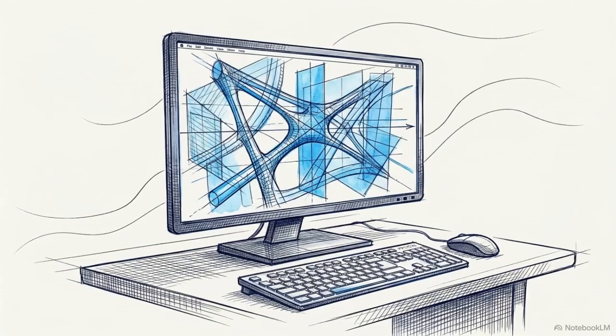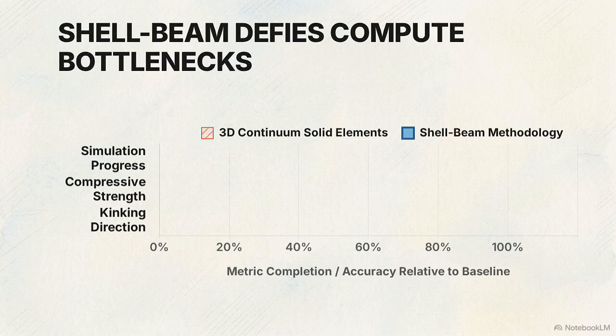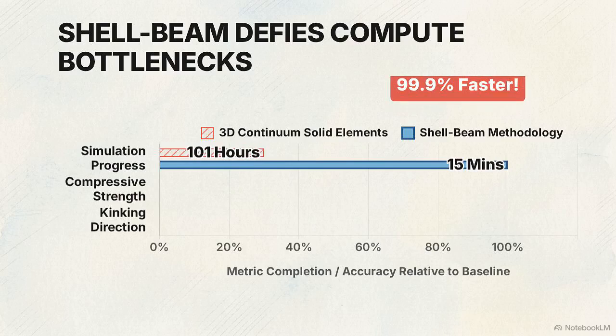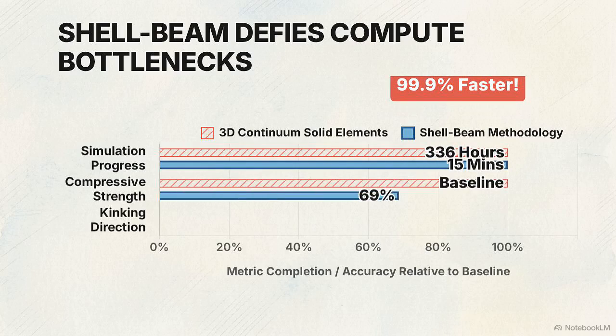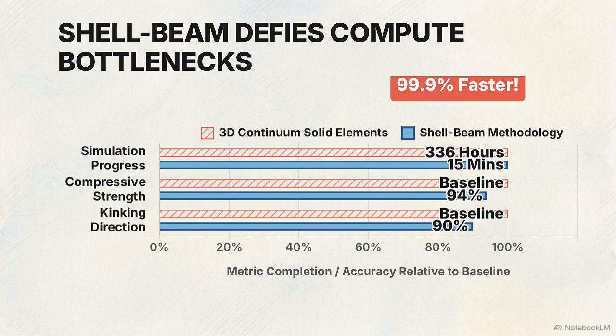The performance gains from this methodology are absolute. The shell beam pipeline reduces total simulation time by over 99.9% compared to conventional 3D models. Calculations that previously required 2 weeks of compute time can now be resolved in minutes. This speed maintains precision, yielding 94% accuracy for compressive strength and 97% for predicting kinking direction.